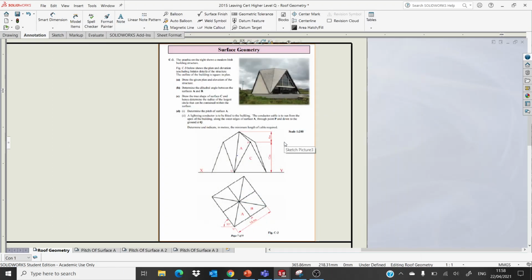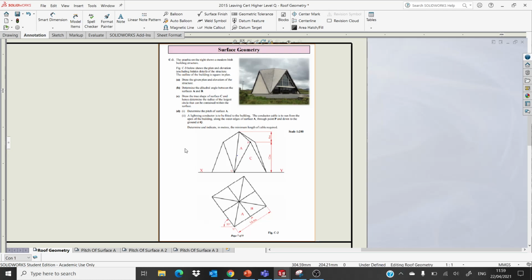Okay, so for my anticipated student difficulty section, we're looking at the pitch angle of roofs. I've got my 2015 question from the Leaving Certificate exam, and we're told this roof structure has four faces, as you can see from the plan elevation. So I'll simply redraw our plan elevation. We have a 3D image of it above.